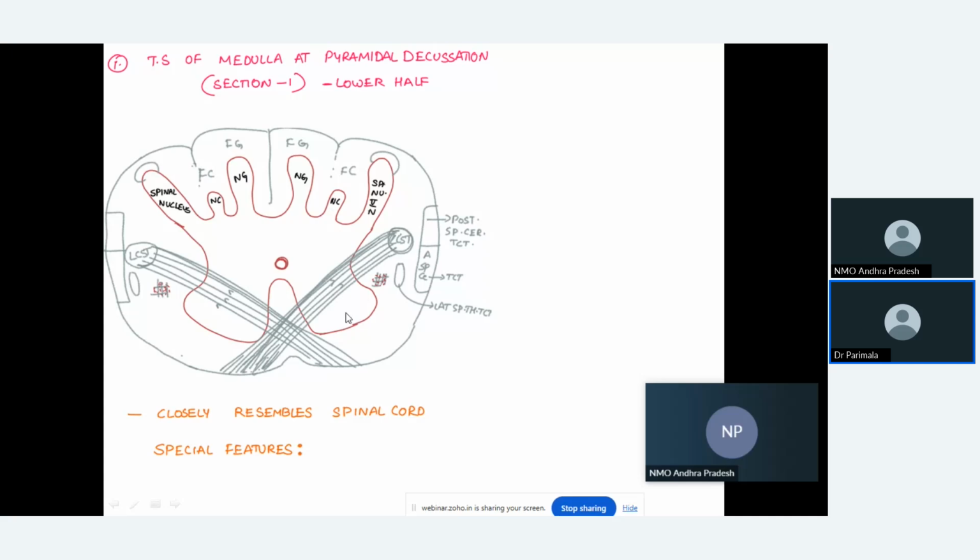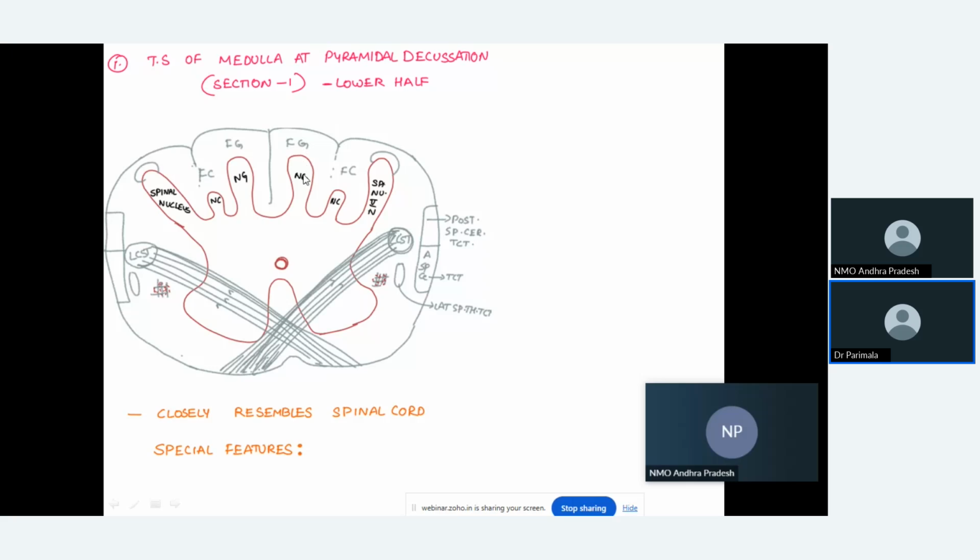So this is about gray matter. Then what about the white matter? The white matter consists of posterior part, lateral part and anterior part. What about the posterior part of the white matter? It consists of fasciculus gracilis. I have shown you when I showed the external features of the medulla. So the fasciculus gracilis is going to relay in this nucleus if you move to the upper section.